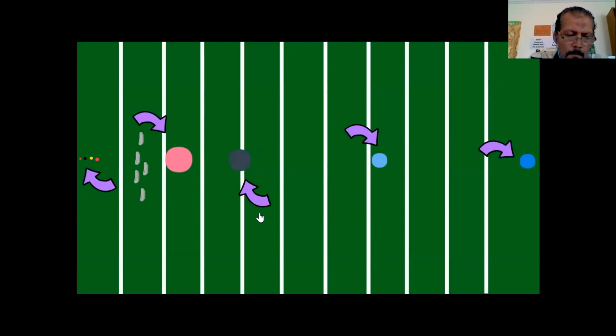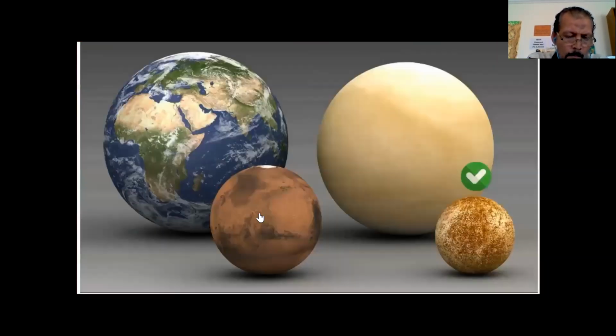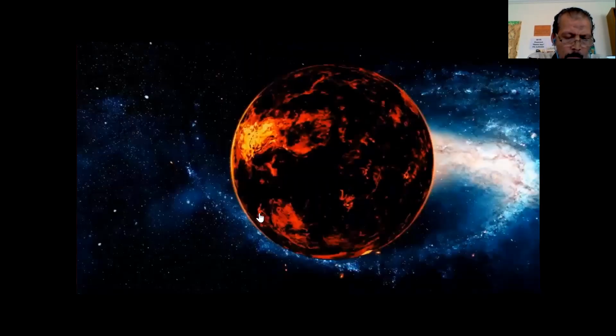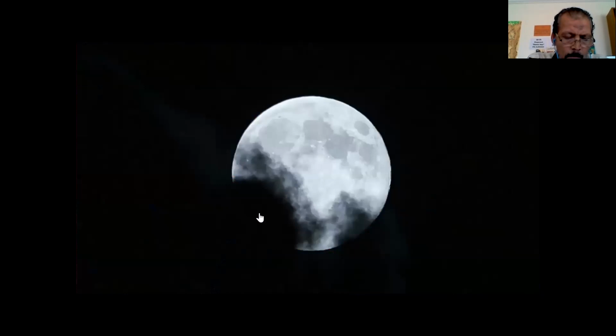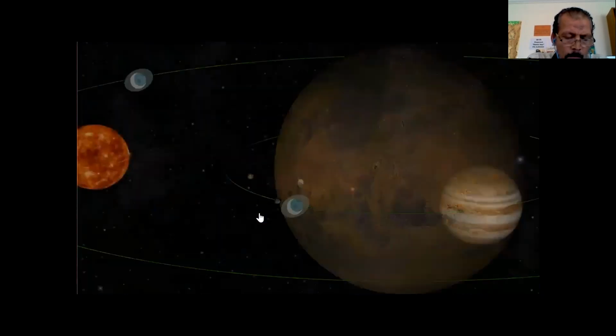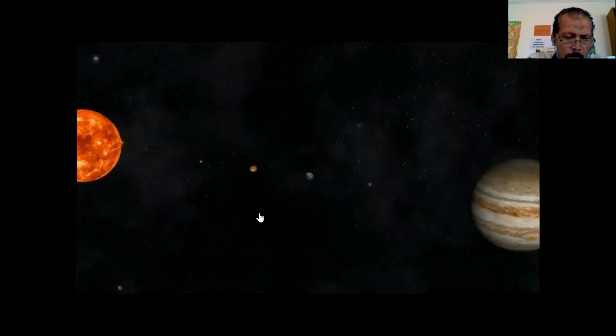Mercury is the smallest terrestrial planet, and Earth is the largest. However, Venus and Earth are very similar in size. So let's talk about moons. Mercury and Venus do not have any moons. Planet Earth has one, and Mars has 2 moons. None of the terrestrial planets have rings.